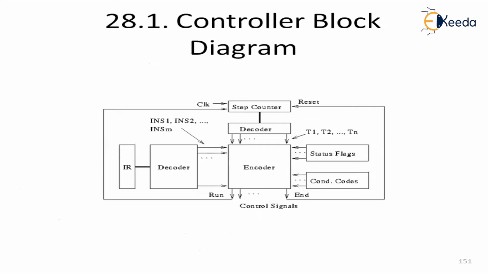Now let us consider the block diagram of a controller. It consists of the instruction register, which is directly connected to the decoder. From the decoder, you decode the signal and send it to the encoder, and the encoder is connected with the different status flags and condition codes. These condition codes are also connected with the different interrupts or signals, where the instruction goes in the form of instruction 1, instruction 2, and the signals that are generated by the decoder. And then it is linked with the clock and the reset cycle.